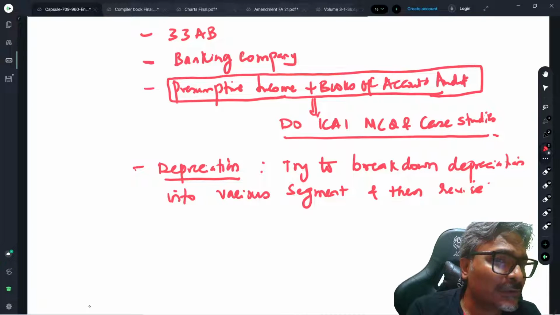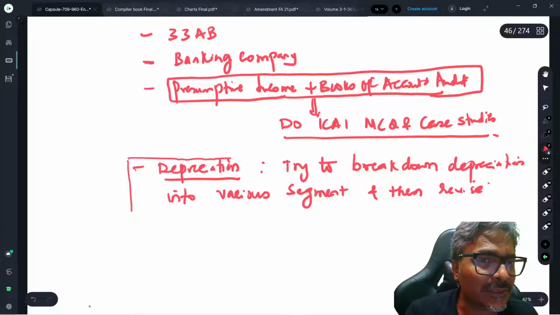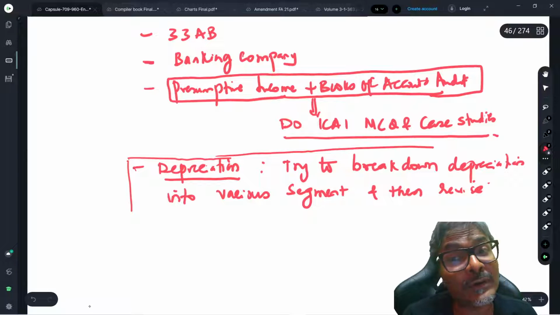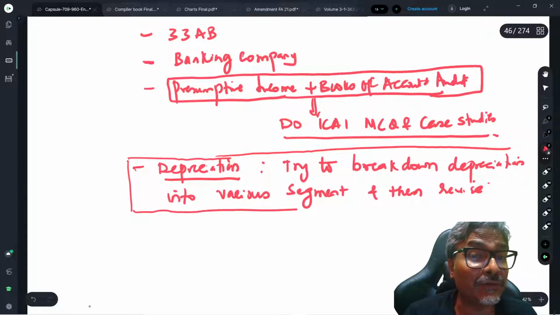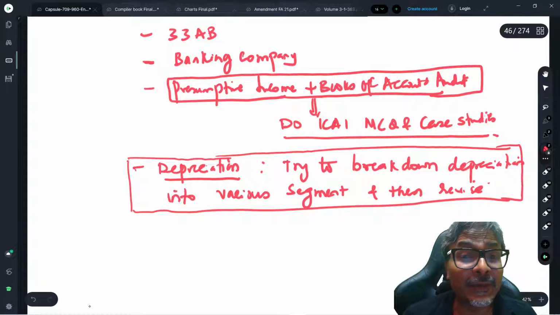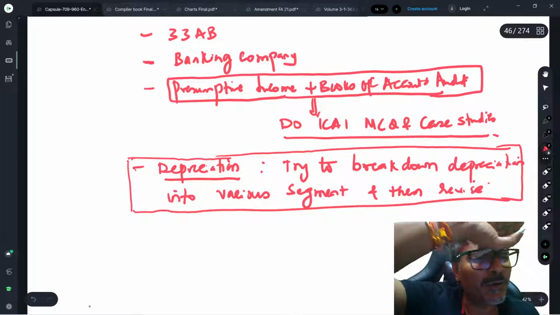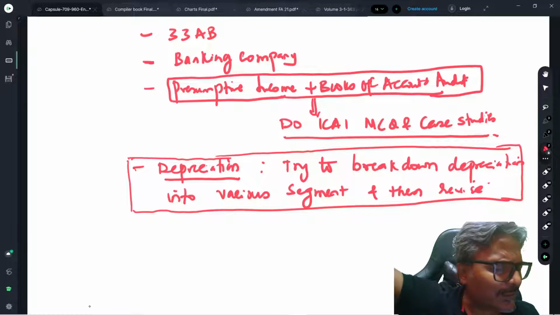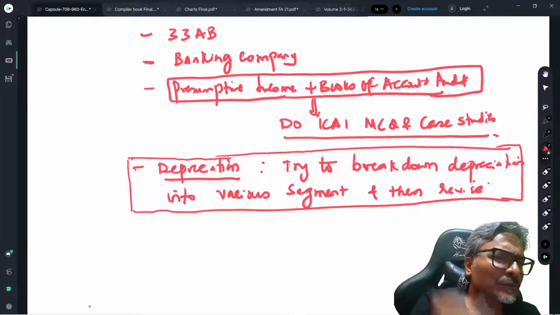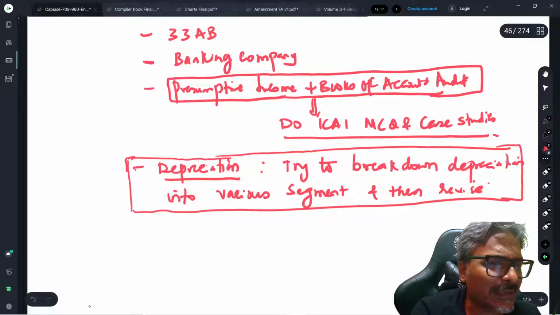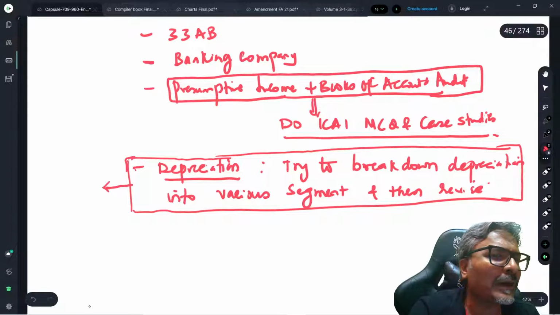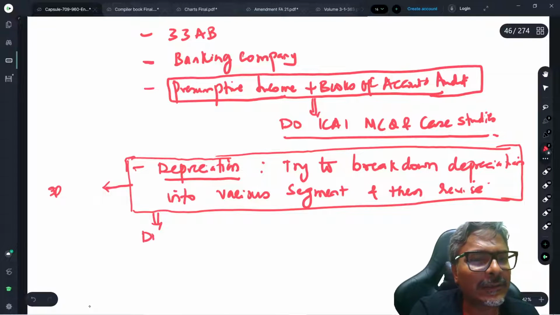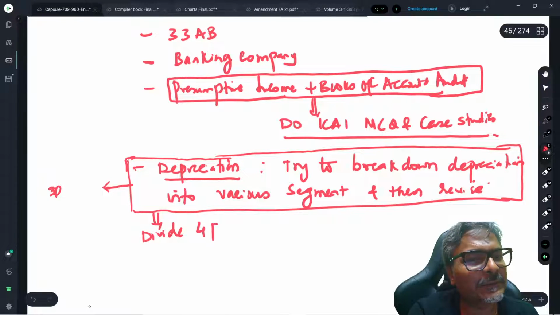My suggestion is that, students, if you cannot do this depreciation intelligently, tomorrow it will come to you like anything. Please try depreciation. One horrible adjustment always comes in question number 1. Depreciation case studies are also there. So depreciation, students, my suggestion is that you should always be smart enough. For example, divide it into 4 parts.